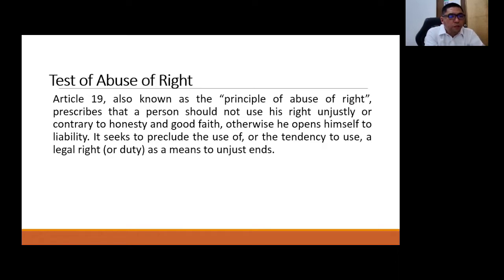How to test abuse of right? As we learned from our previous slide, Article 19, also known as the principle of abuse of right, prescribes that a person should not use his right unjustly or contrary to honesty and good faith. Otherwise, he opens himself to liability. There is an abuse of right when it is exercised solely to prejudice or injure another. The exercise of a right must be in accordance with the purpose for which it was established, and must not be excessive or unduly harsh. There must be no intention to harm another when exercising a certain right. Otherwise, liability for damages to the injured party will attach.